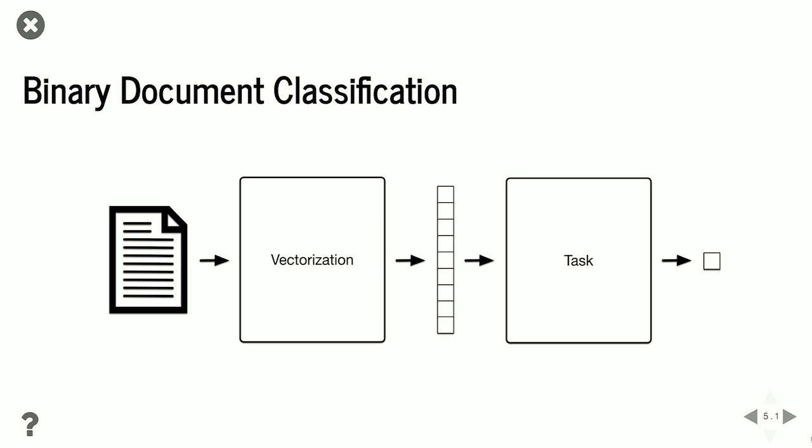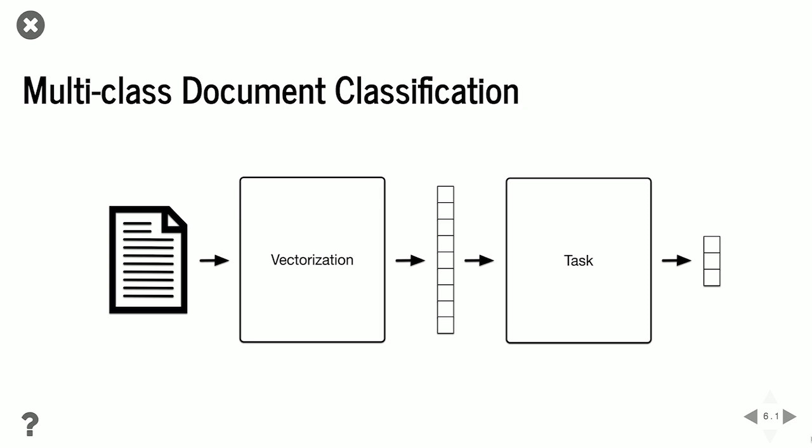So let's say that you're going to do binary document classification. You take your whole document, you vectorize it, you get a vector, you feed your vector into your machine learning model, and that produces just a single scalar value that usually represents the probability of that document being one thing or another. Another way to think about this: everything up until the task stays the same, but instead of outputting just a single number, now we're going to output a vector of several numbers. And these numbers might stand for probabilities that a document is one of a multitude of classes. So you might have multi-class document classification.